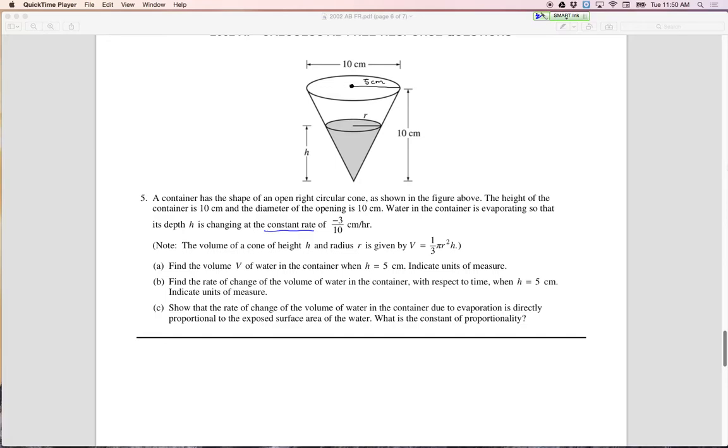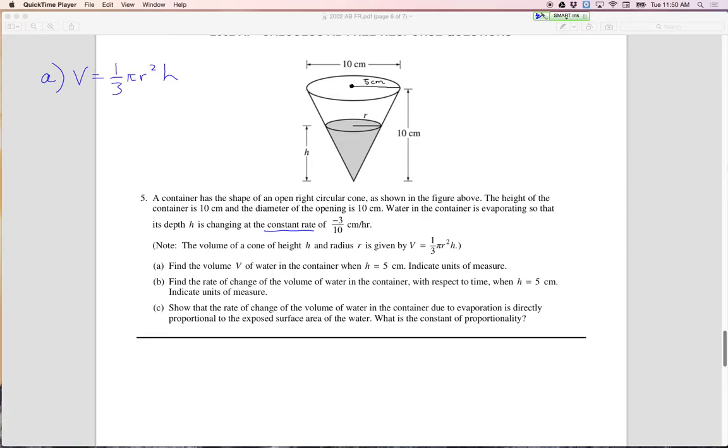Part A, pretty simple problem, says find the volume of the container when h is 5. Indicate the units of measure here. So part A, okay, we've got volume is going to be equal to 1/3 pi r squared h, and they just want you to find the volume when h is equal to 5. This would probably be worth 1 or 2 points tops, probably 1 point, I imagine.